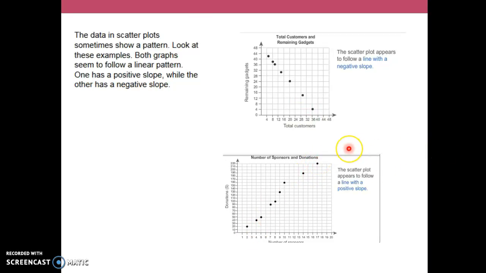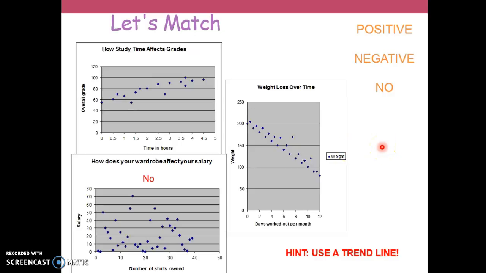So let's take a look at something like this, and we're trying to decide whether these are positive or negative or no. And oh, this one's already marked no, so there we go, we got that one already set. But one of the ways that helps us decide is to use some kind of a trend line. If we can draw a line, that'll give us a good idea. So I'm going to look at that first one in the top left corner, and I can draw a line that kind of looks like that, doesn't it?